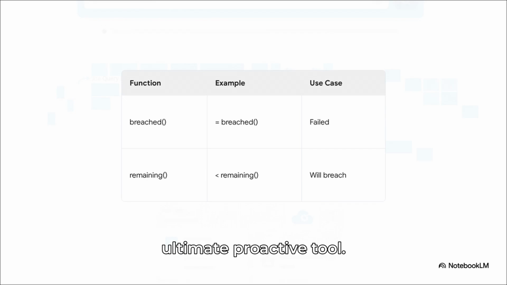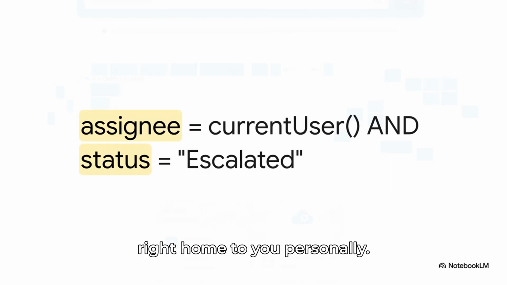And remaining is your ultimate proactive tool. It lets you catch tickets that will breach within the next 2 hours so you can intervene before a failure even occurs. Our third practical filter brings it right home to you personally.